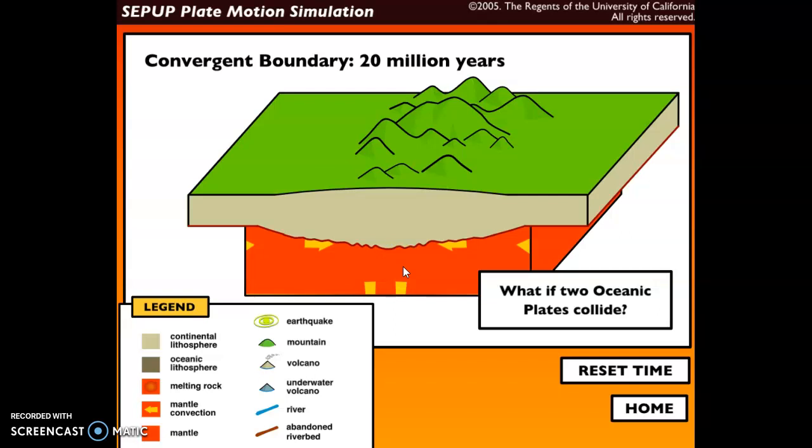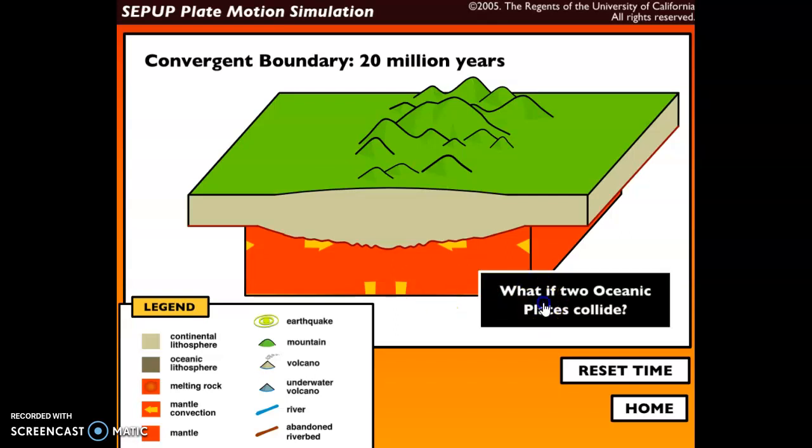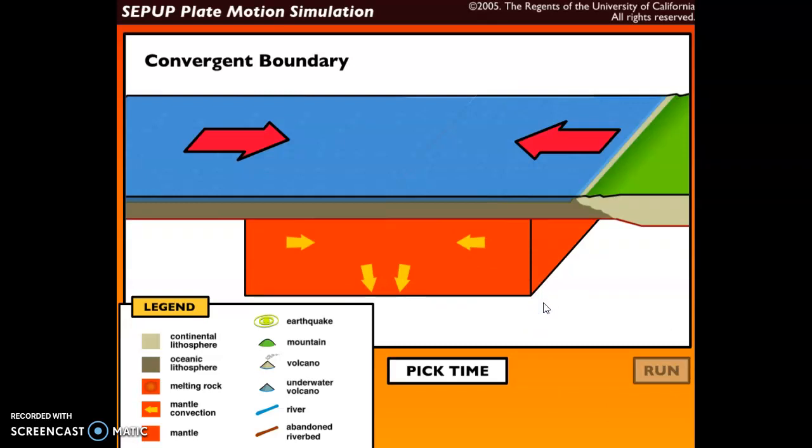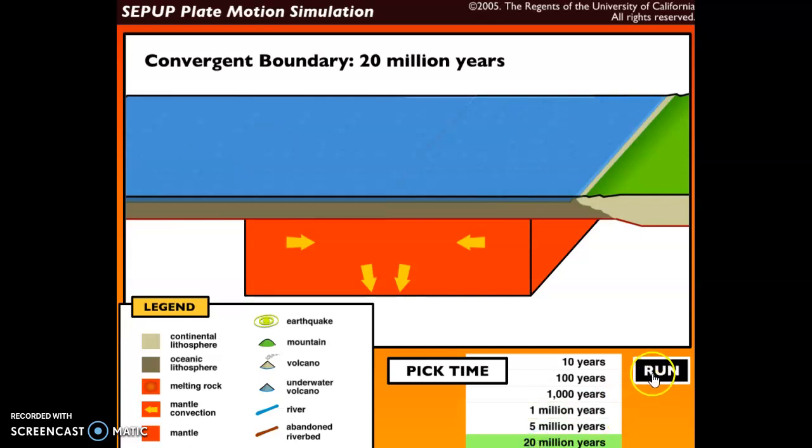So that question just popped up: what if two oceanic plates collide? We have a different situation here because we're now looking at oceanic lithosphere, or oceanic crust, above our mantle, our asthenosphere, with the convection currents. And it might be a little bit different because they're two different types. And we know that oceanic crust is more dense than continental crust. So let's see what happens. Let's watch for 20 million years.